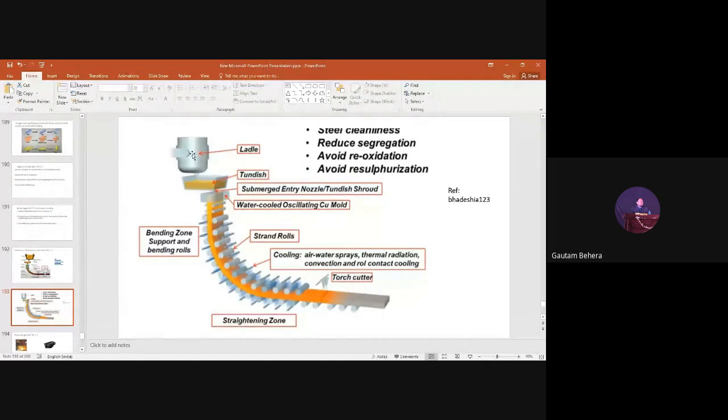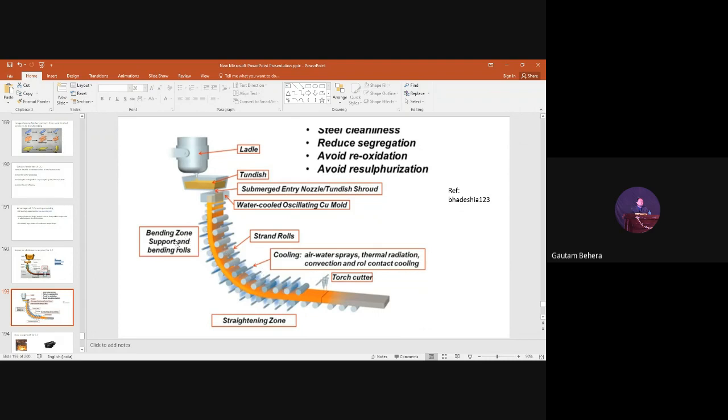So it is already there: ladle, tundish, submerged entry nozzle. Then we have an oscillating water cooled copper mold, which I have told you moves up and down. The downward speed is somewhat high, the upward speed is less, basically. And then you can see this part is the steel, but here we have rollers and cooling units. You can see this blue part is the cooling unit. We are spraying water and air both to make it solidify completely.